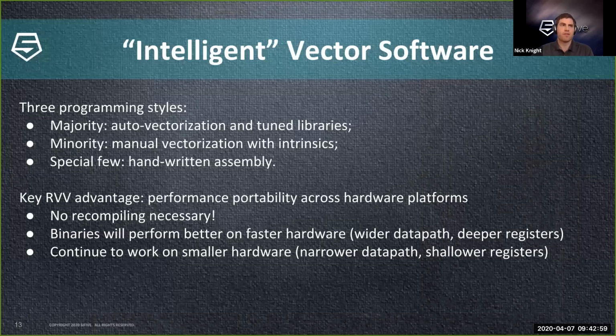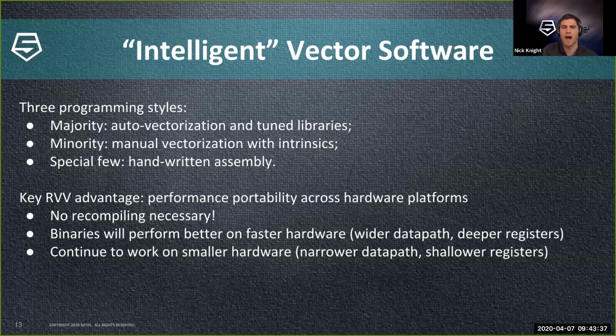I'd like to take the last 5-6 minutes to talk about intelligent vector software. We have 3 programming styles here. We're anticipating at SiFive that the majority of our programmers are going to use auto-vectorization and tuned libraries. A minority we expect to use manual vectorization with intrinsics, and a special few will be using handwritten assembly. But whatever category your style falls into, you have the same advantage of RVV: performance portability across hardware platforms. And you don't have to recompile your code. Your binaries will perform better on faster hardware, and they'll continue to work on smaller hardware.